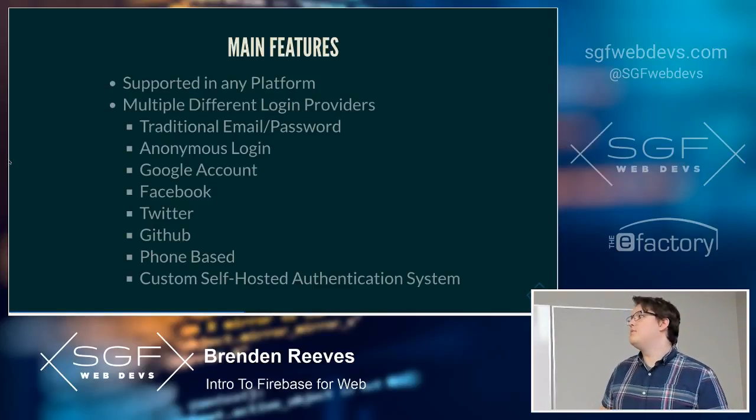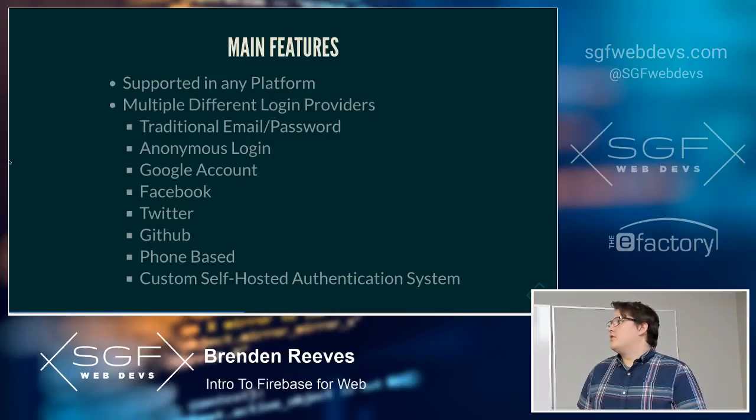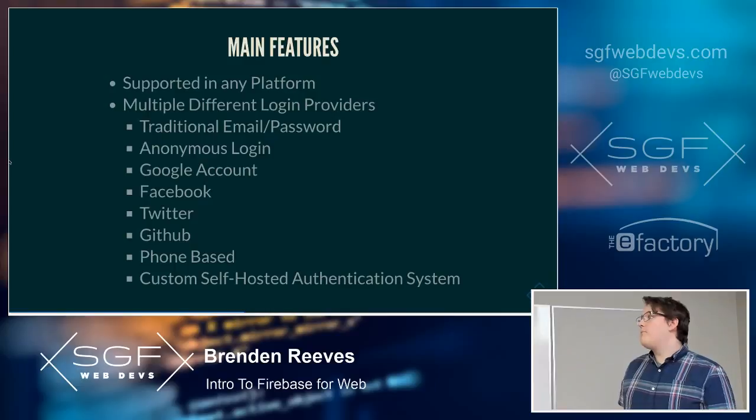You can use various different forms of authentication, from using usernames and passwords to log in with your email, to using anonymous authentication so people don't actually have to give their personal information to use your application. You can use your Google account to log in seamlessly. You can also use your Facebook, your Twitter, your GitHub.